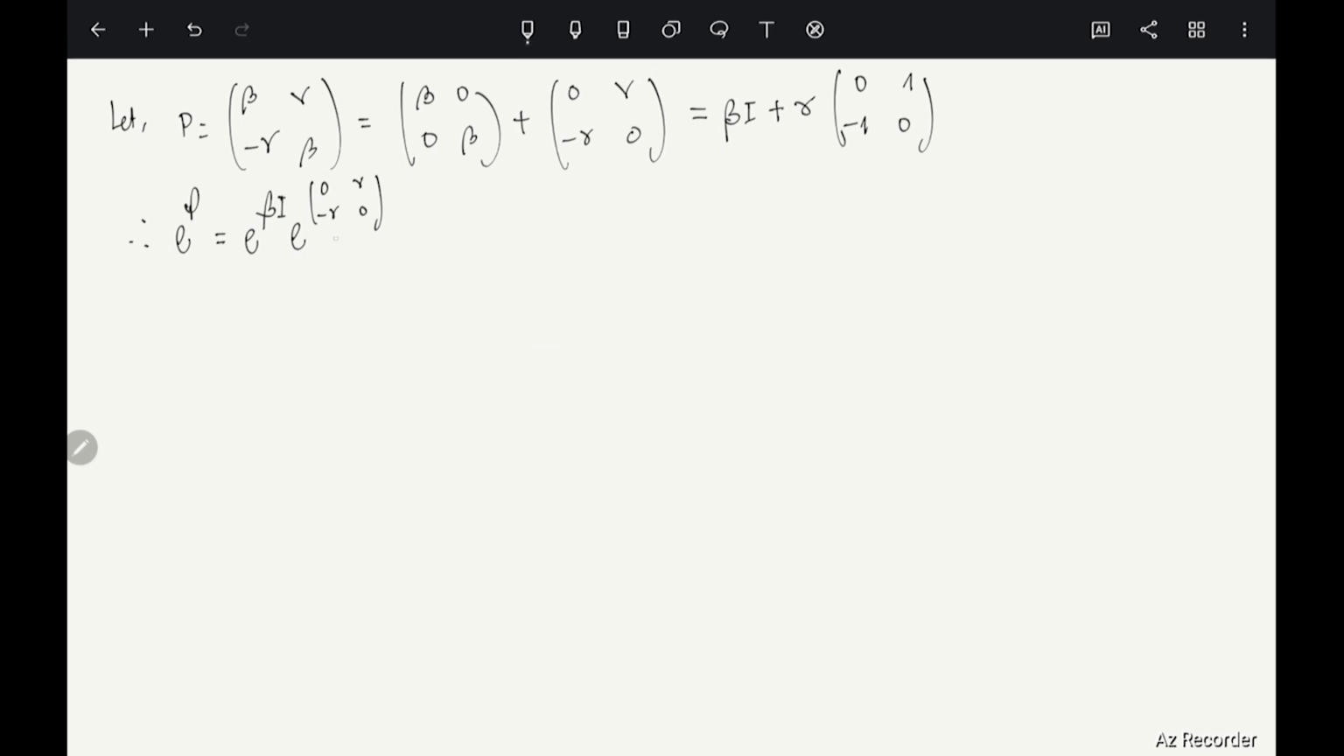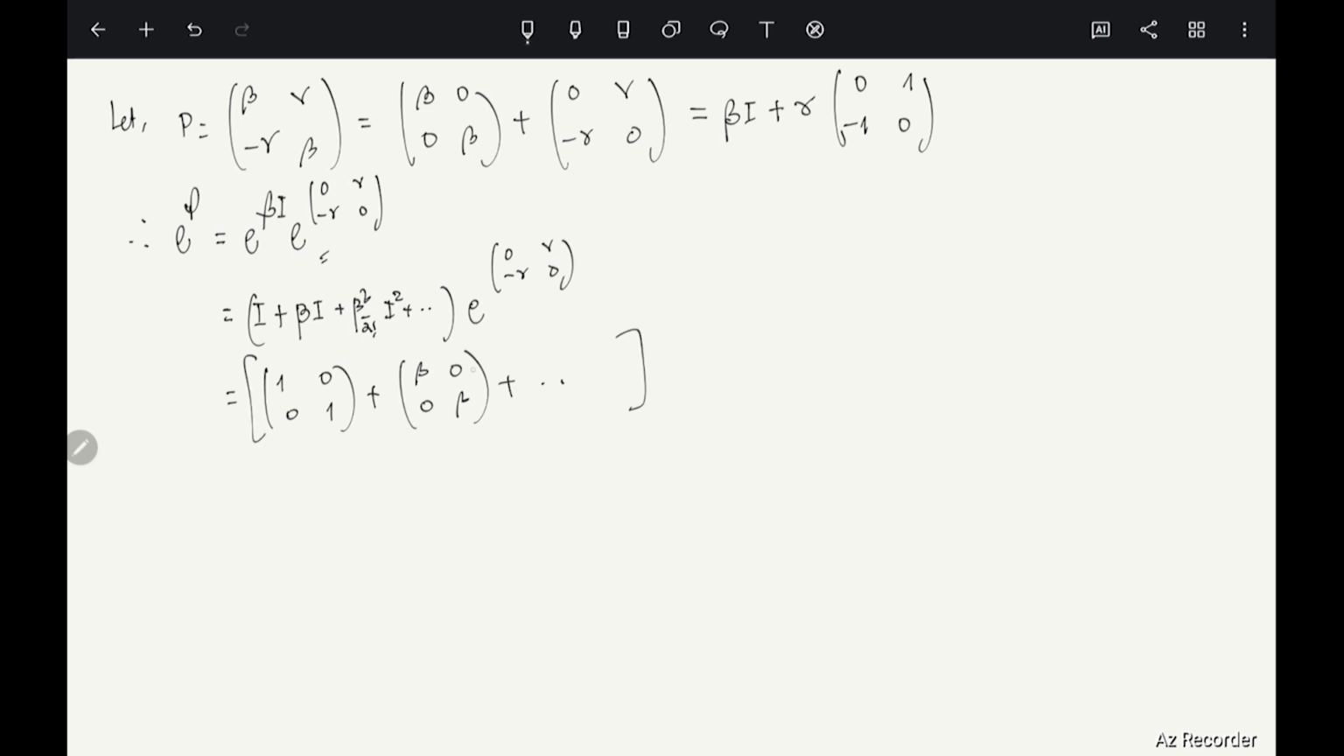Now, e to the power beta I is very easy to find out. It is the identity plus beta times I plus beta squared by 2 factorial times I squared, and it goes on like this, times e to the power of 0 gamma minus gamma 0. Clear? This is the exponential of beta I. Let me write it this way: this is 1 0 0 1 plus beta 0 0 beta plus, and so on. You do understand those beta squared terms will come, times e to the power of 0 gamma minus gamma 0.